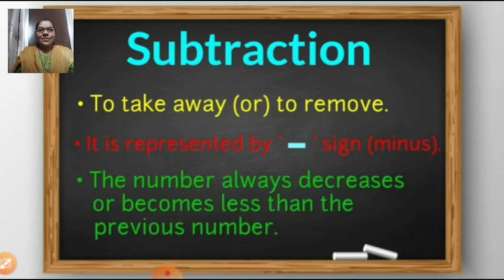Now children, the number always decreases or becomes less than the previous number. When you do the subtraction, the number which is earlier, that always decreases and it becomes less than the previous number. This is what we do in the subtraction. Okay, I repeat once children to make you more understand. Subtraction means to take away or to remove. It is represented by sign minus. The number always decreases or becomes less than the previous number. This is called subtraction. Now I will give you some examples.